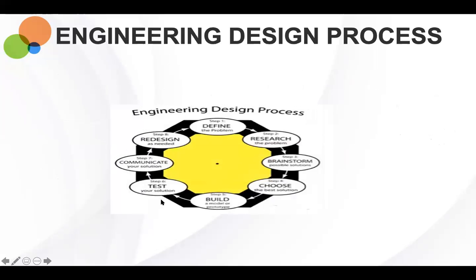So we have the engineering design process. The first step, what is the first step here? Define. Define the problem. Right, so we determine the problem. We see a problem and we acknowledge it as a problem. What's the next step? Research the problem.